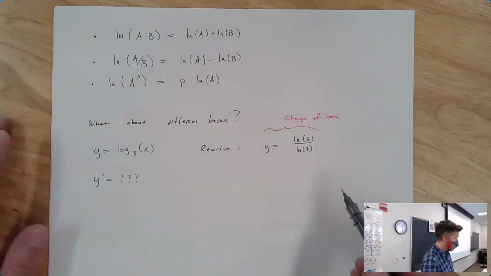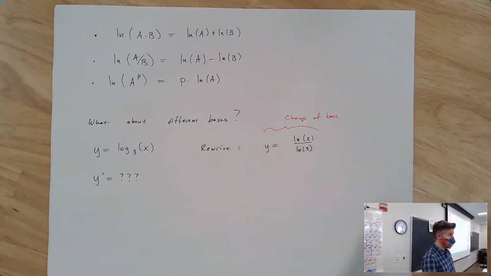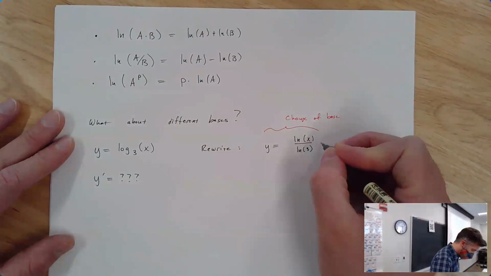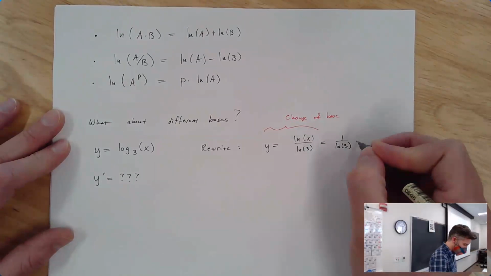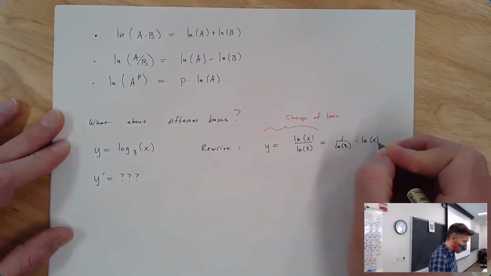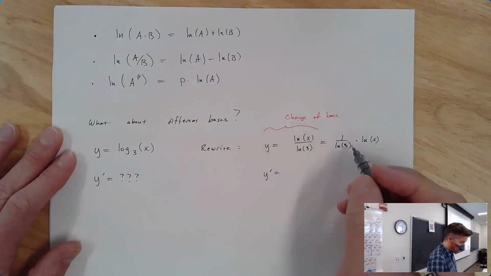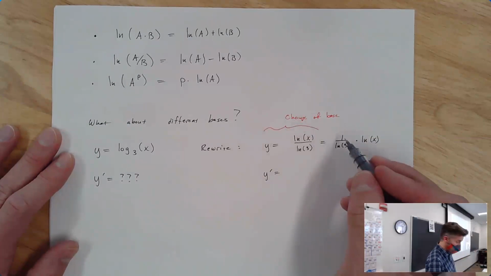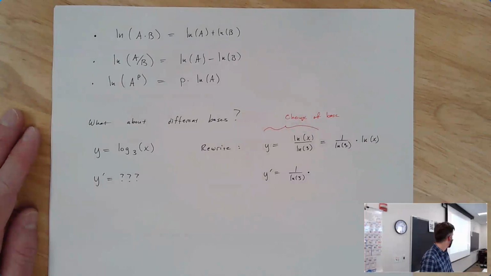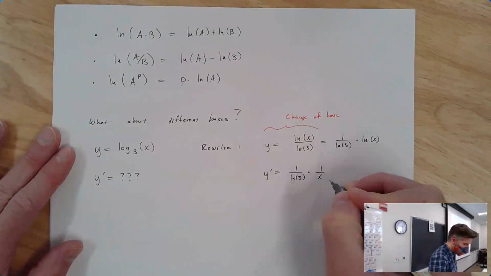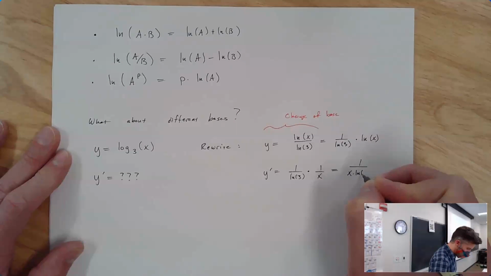I want to be super clear, dividing by natural log of 3 is just dividing by a constant. Or as I would prefer to say it, I've got a constant 1 over natural log of 3 times a function, the natural log of x. And the derivative is going to be, constant multiples get to hang out, so it's going to be 1 over natural log of 3 times what? Yeah, 1 over x. People usually write this as 1 over x times natural log of 3.